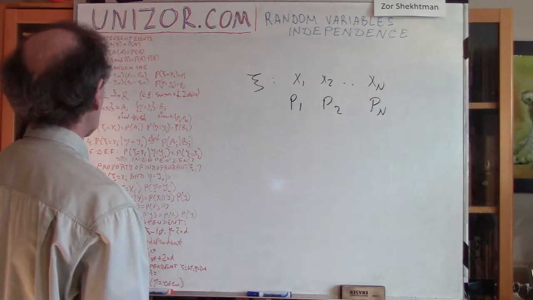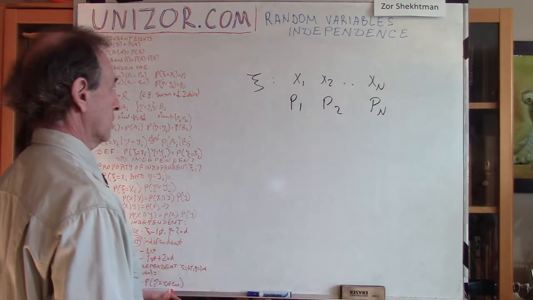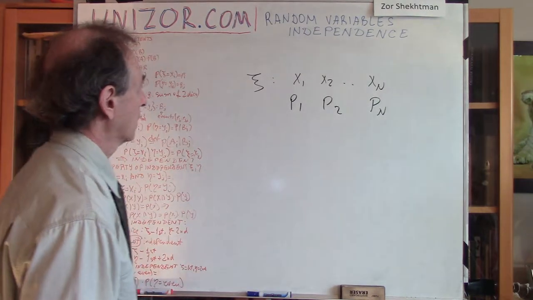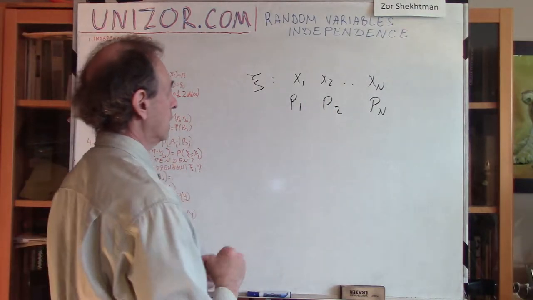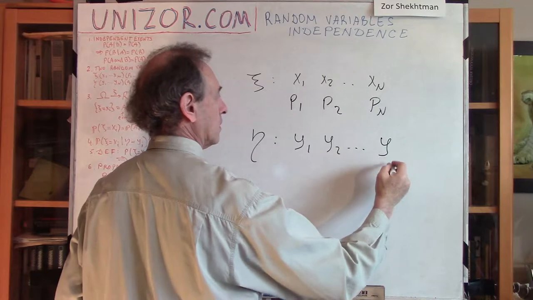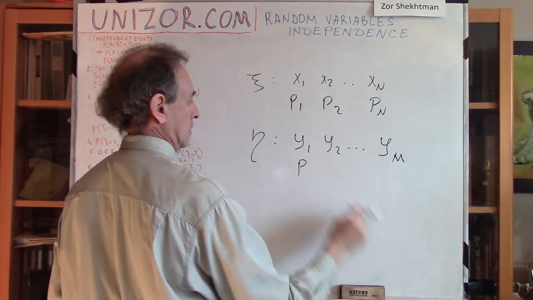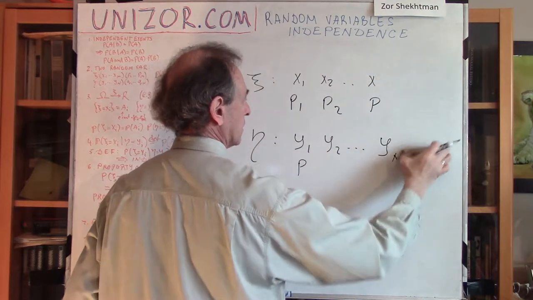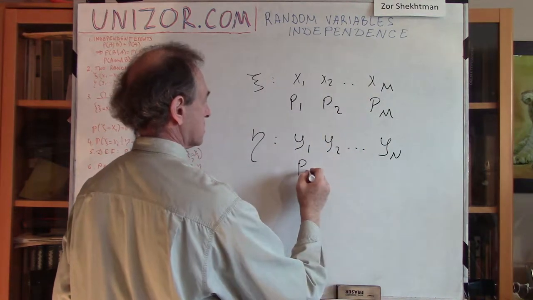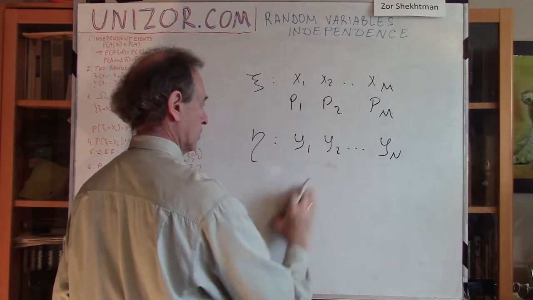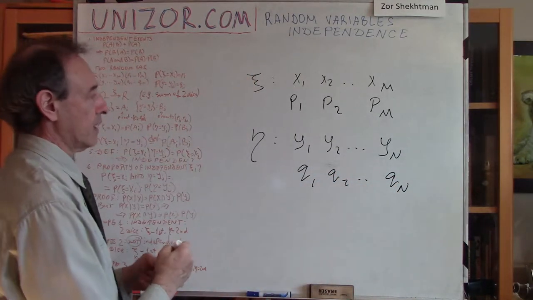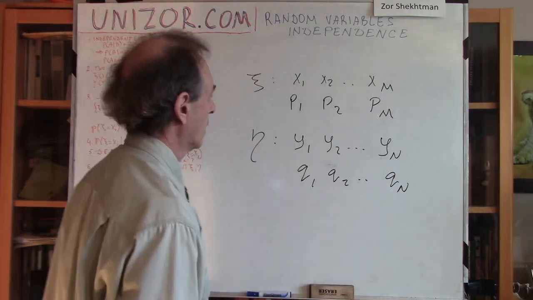Okay, fine. Now, what we are interested in is how we can define the independence of random variables. So let's consider this is our one random variable, and this is another random variable. Let's use the letter M first and then the letter N second, since alphabetically M precedes N and X precedes Y. And let's call this again something like Q. Different probabilities, different values, everything is different.